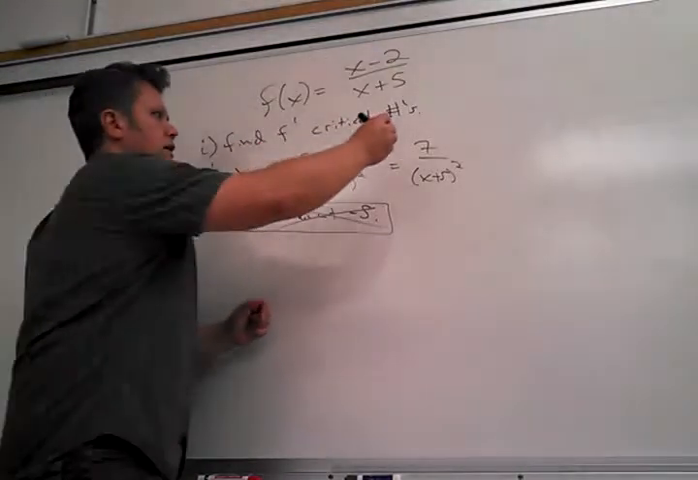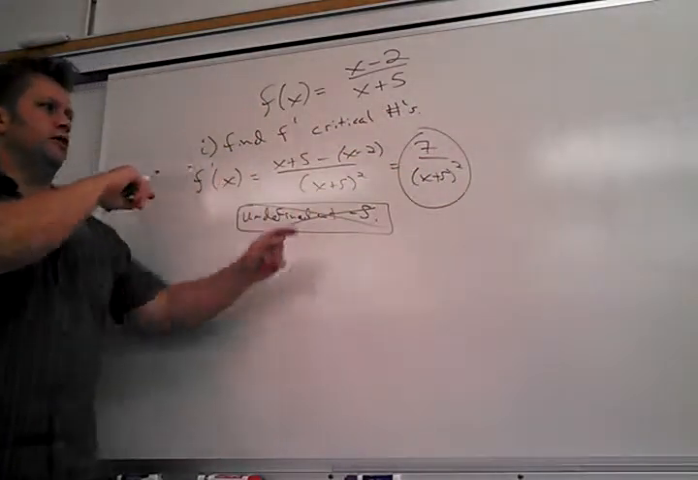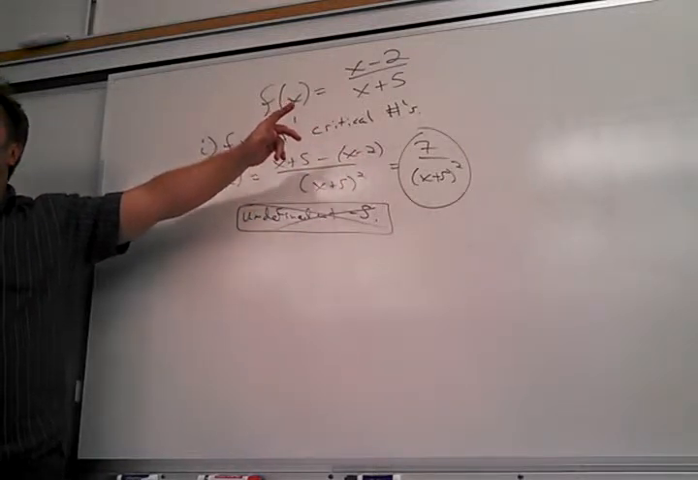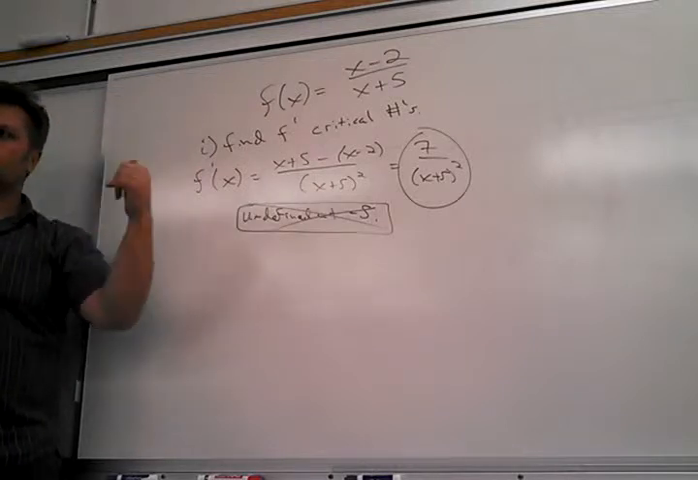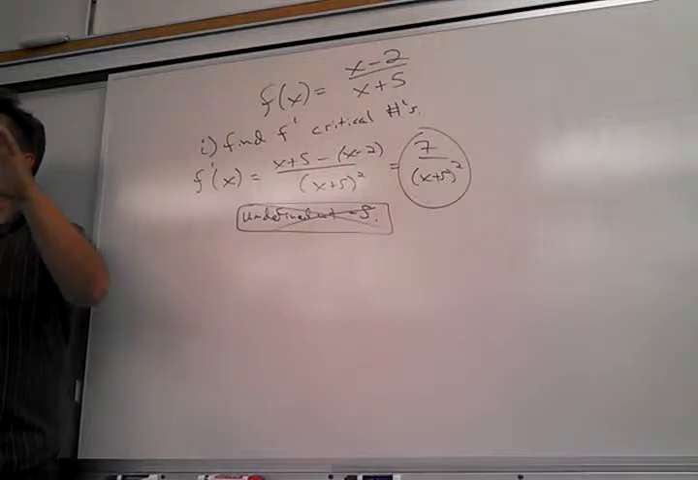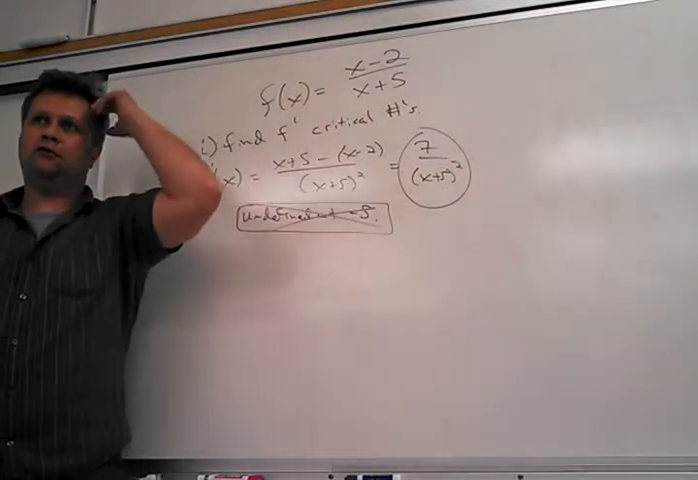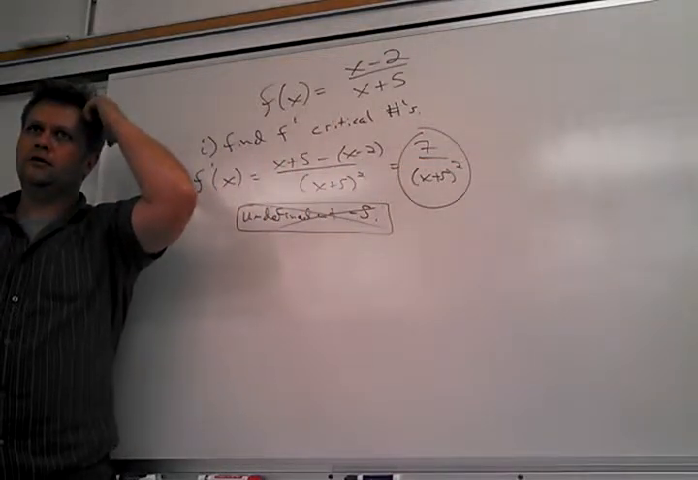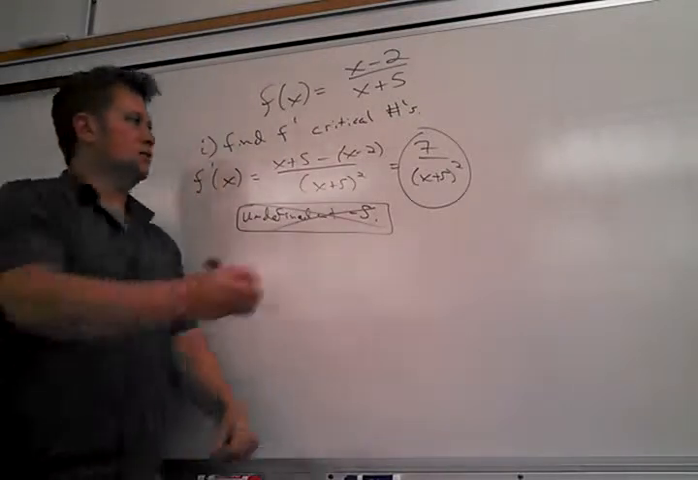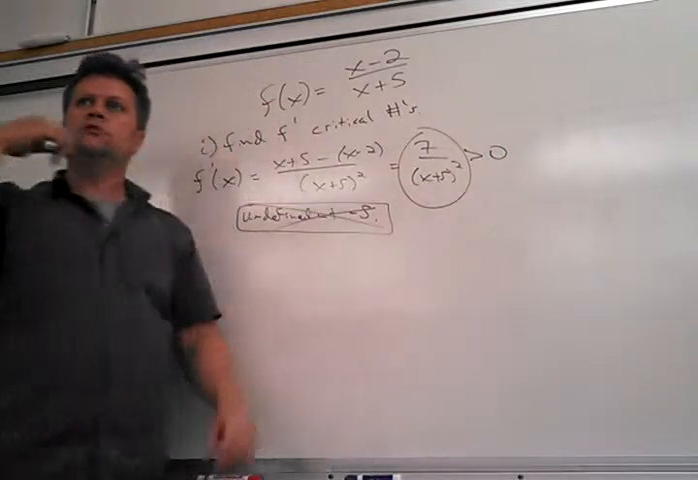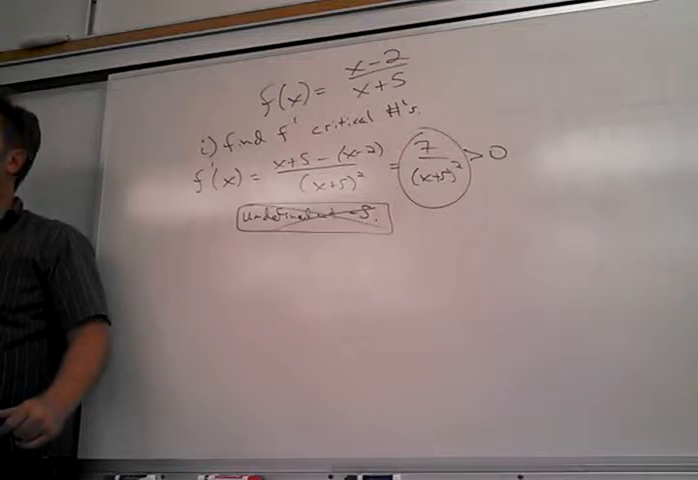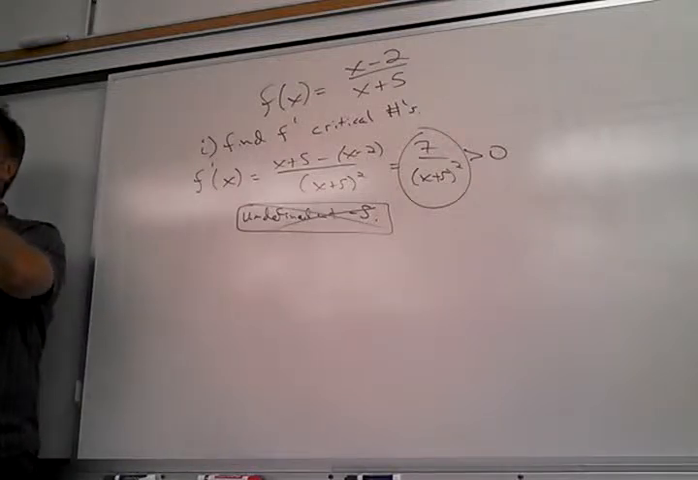Notice something else. Can anybody tell me anything else interesting about that function, considering it's the first derivative, that's related to the first derivative and what that would mean for the shape of the graph? 7 divided by something squared. Can it ever be negative? No. 7 is positive. Something squared is positive, right? So this is always bigger than 0. So this function is always increasing. Thank you. Yes.